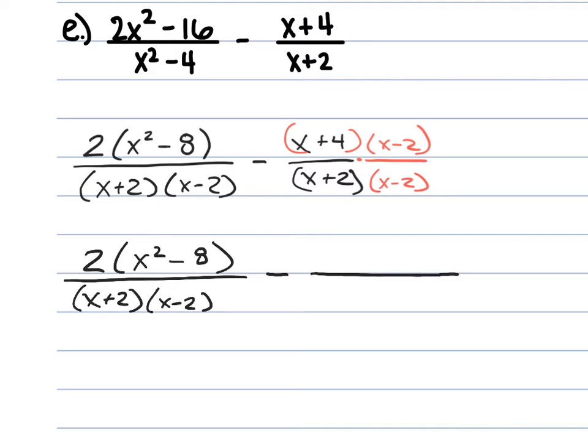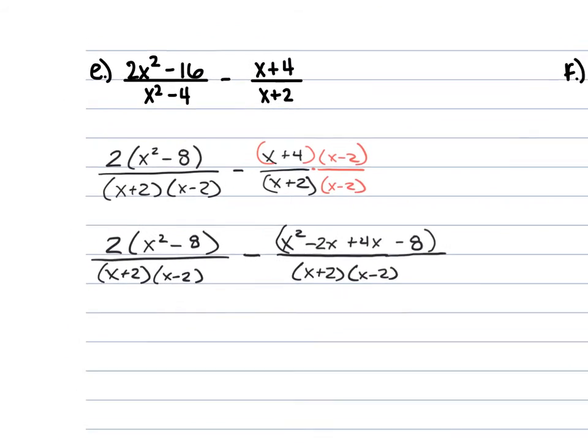How do we FOIL it out? Okay, so x times x is x squared. And then negative 2x. x times negative 2 is negative 2x. And then 4x. 4 times x is 4x. And then negative 8. 4 times negative 2 is negative 8. All over x plus 2, x minus 2.